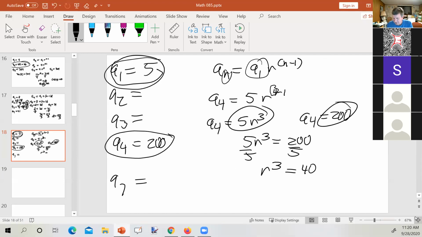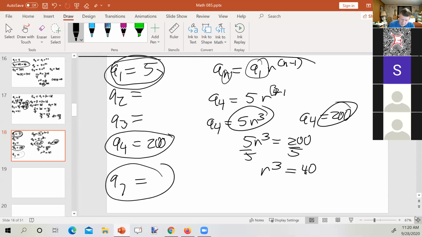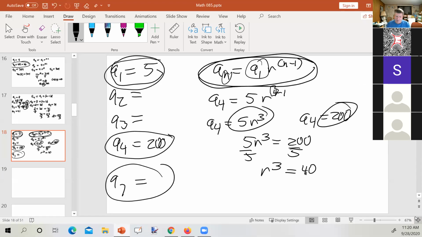As I said, I made these numbers up, so this isn't going to be nice. We're not going to finish this. But from there, I could find r. And then I could go back and find a sub 7 or whatever by using this original formula now that I know what r is.